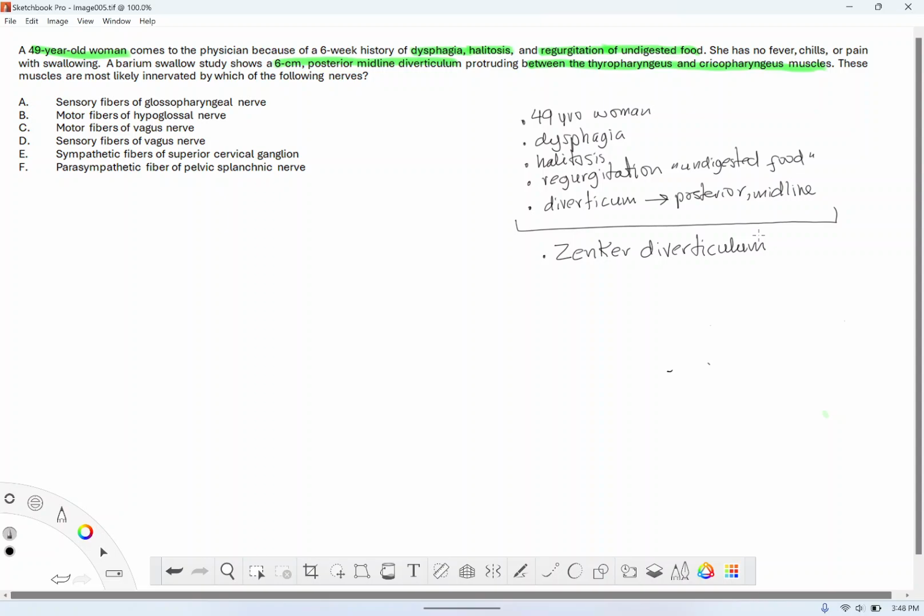Okay. Zenker diverticulum, the pathology is actually weakness in the posterior cricopharyngeus muscle weakness.